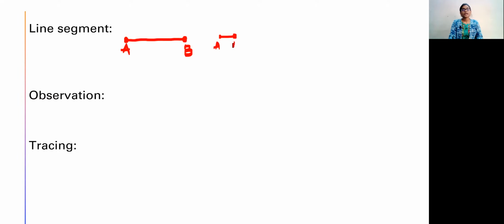This small line is also called a line segment, and the representation of the line segment is AB bar. You should keep a dash upwards, AB bar. Okay, this is the representation of a line segment. Any line which has two endpoints is called a line segment. Remember that. Okay, and in line segments you have two terms, observation and tracing.